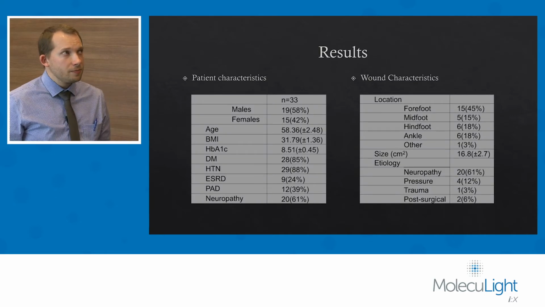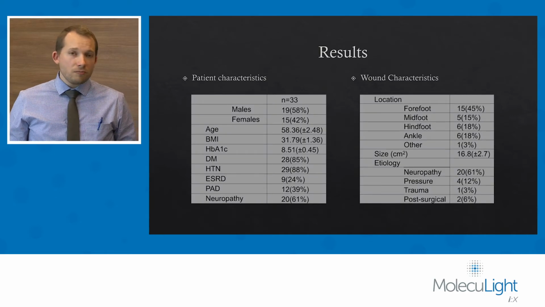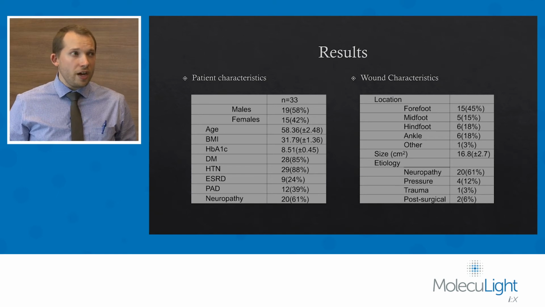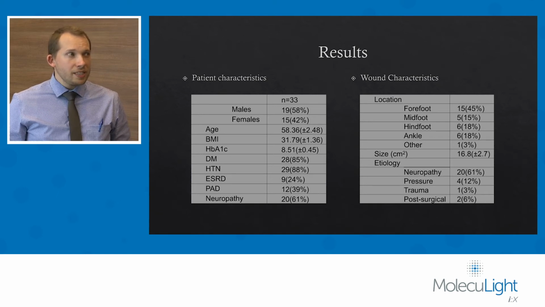So what did we find? Our patients were about your typical lower extremity wound patient. We had 33 who completed our protocol. 58% were males. They had an average age of 58. Their presenting A1C was 8.5. And about 61% were related to neuropathy.